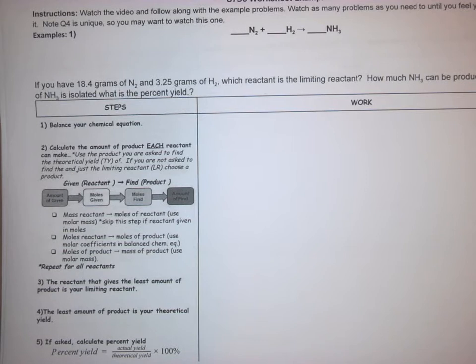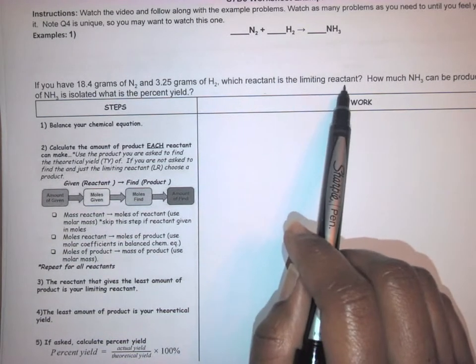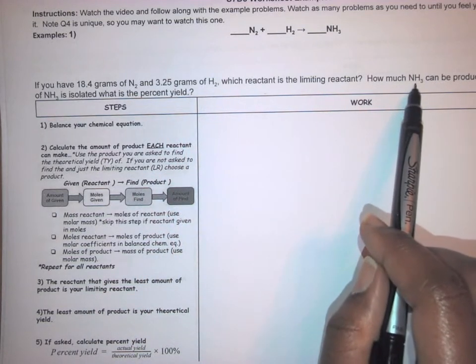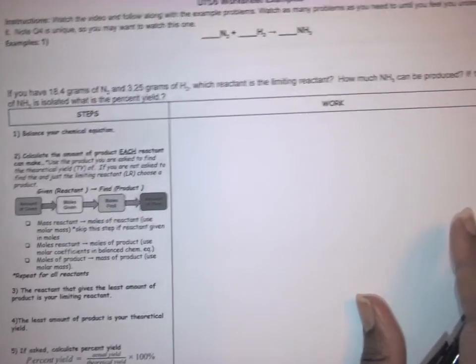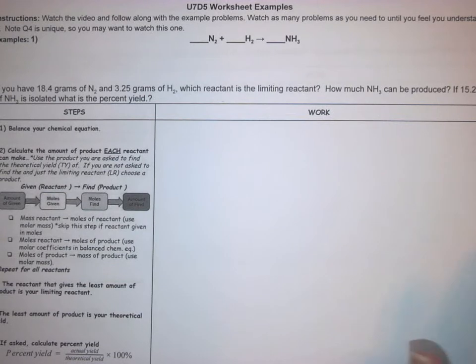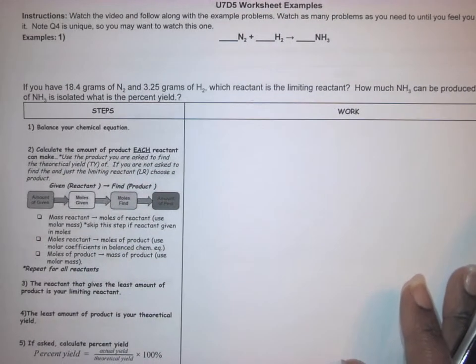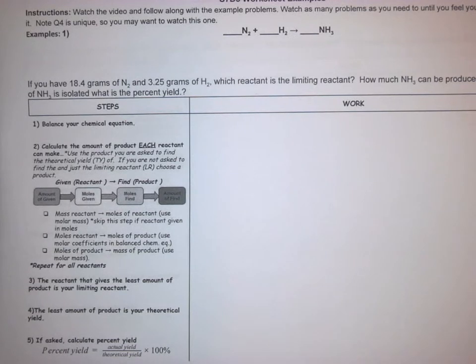All right, they're asking us to find the limiting reactant, and to find how much NH3, which is our product because it's on the right side of the arrow, can be produced. They're asking us to find the theoretical yield of NH3. And they're also asking us to find the percent yield if 15.2 grams of NH3 is isolated. So basically, all 3 things we need to find.